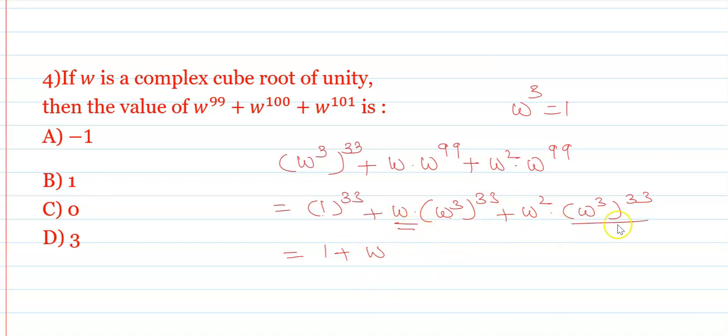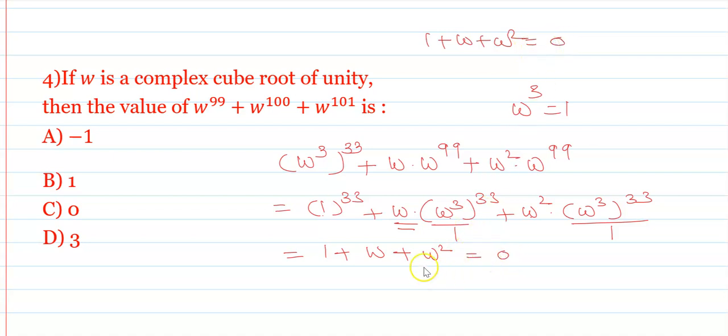Now here also, what will its value be? 1. Its value is 1. 1 into omega, that is omega. Omega square into 1, you will get omega square. But we know that the sum of the roots, that is 1 plus omega plus omega square, is equal to 0.